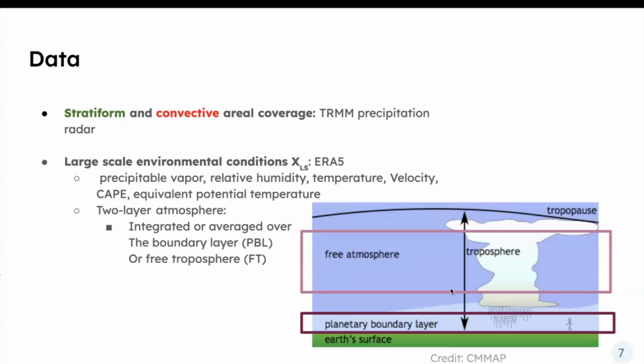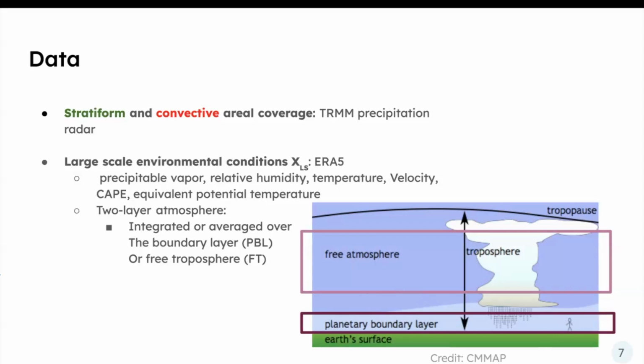So this image is actually funny because the boundary layer is about a kilometer, but this guy is sitting in the boundary layer, so this guy is a giant. And so my boundary layer goes from the surface to about a kilometer, and my free troposphere goes from 1.5 kilometers up to 4 or 5 kilometers above the surface.